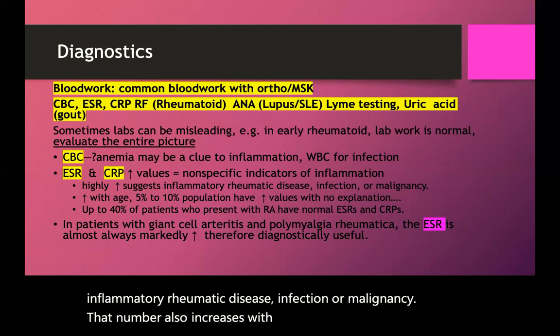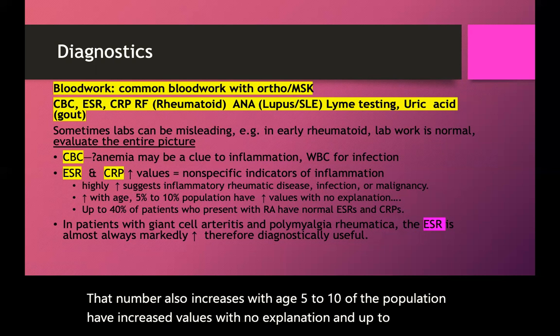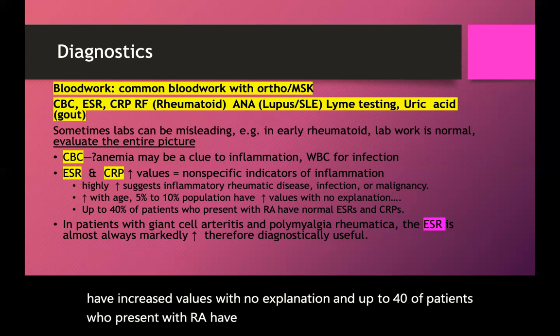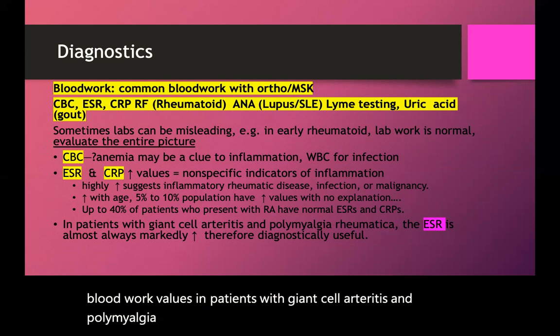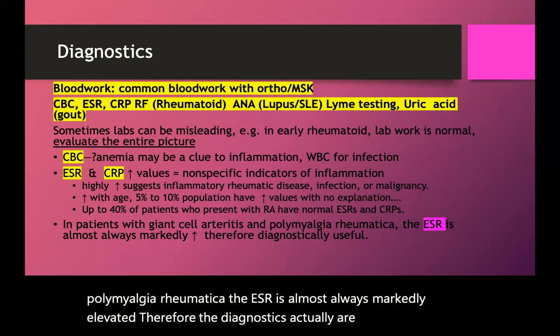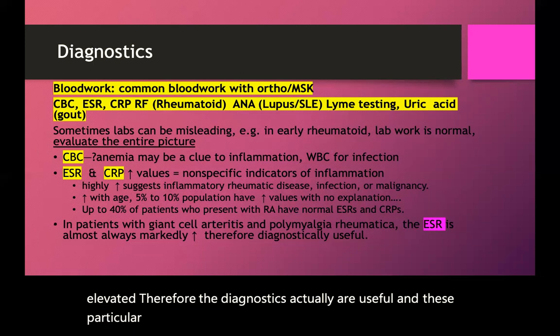5 to 10% of the population have increased values with no explanation, and up to 40% of patients who present with RA have normal ESRs and CRPs. So don't always rely on these blood work values. In patients with giant cell arteritis and polymyalgia rheumatica, the ESR is almost always markedly elevated. Therefore, the diagnostics actually are useful in these particular differentials, giant cell arteritis and polymyalgia rheumatica.